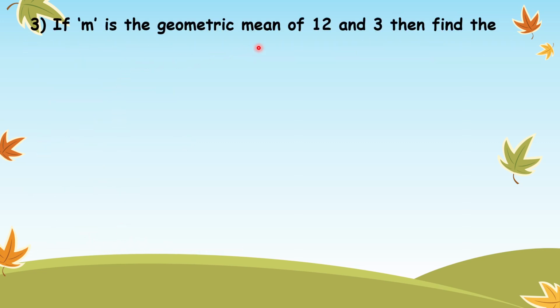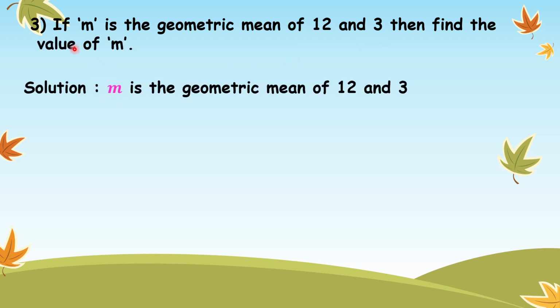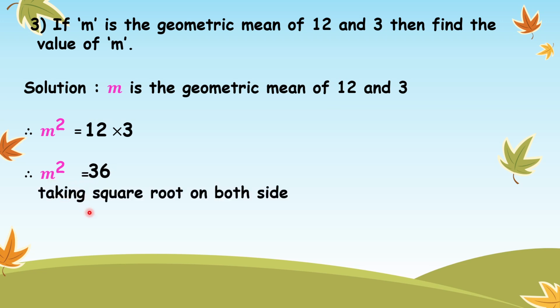If M is the geometric mean of 12 and 3, then find the value of M. What is given? M is the geometric mean of 12 and 3. Therefore, we know that if M is the geometric mean of 12 and 3, then the square of the geometric mean, that means M square, is equal to the product of the remaining terms, 12 into 3. 12 threes are how much? 36. To find the value of M, we take square root on both sides. We will get M is equal to 6.